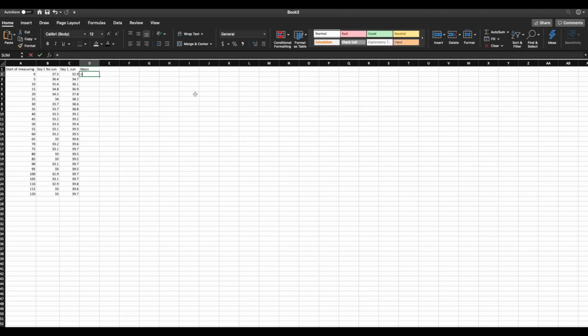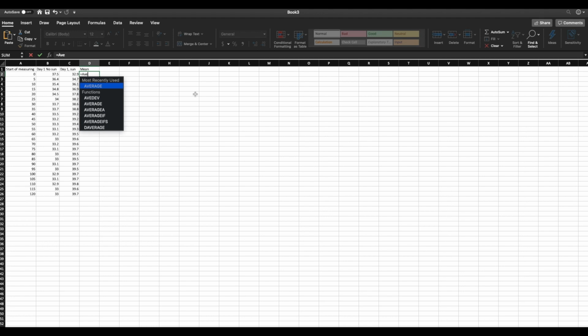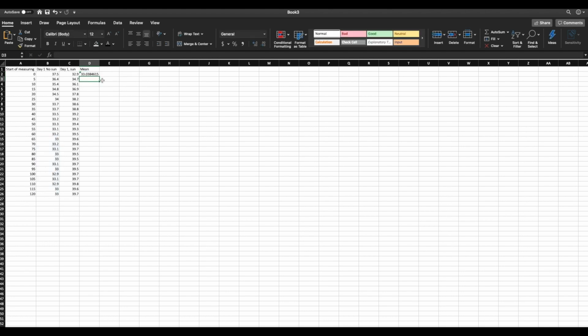So all you've got to do is put equals to, and it'll pop up this thing. You click on average, and then you select which data you need the average of. So looking for the data for 60 to 120 for no sun. You do that, and you hit enter. It's going to give you this mean value. So that was the temperature that we got for the steady state value that we used in 1B.